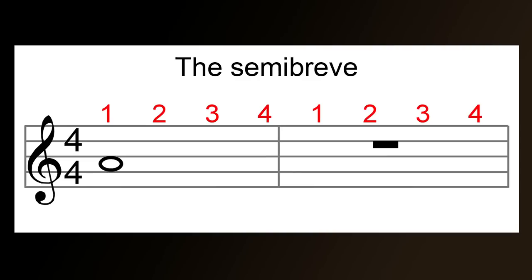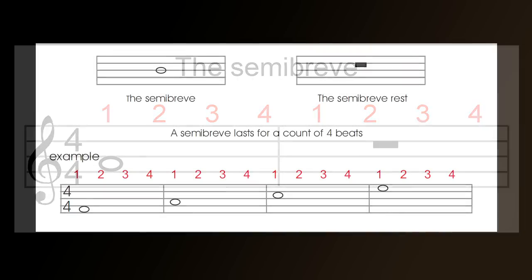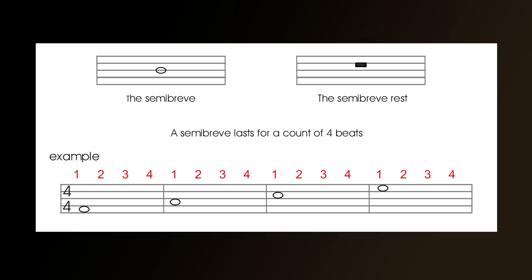Let's take a look at our first note shape. And this is the semibreve. And we can recognise it because it's hollow and it doesn't have a tail. And it represents four beats. The semibreve rest is a small block that hangs off the line above the centre line. This is the D line. And this represents four beats of silence.